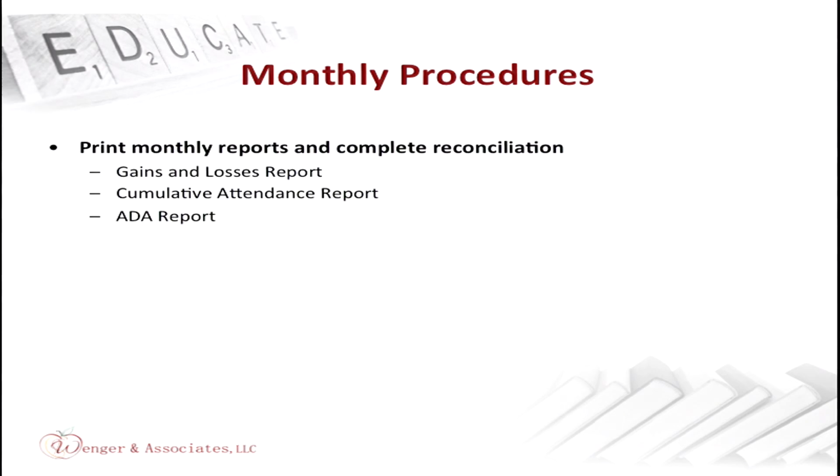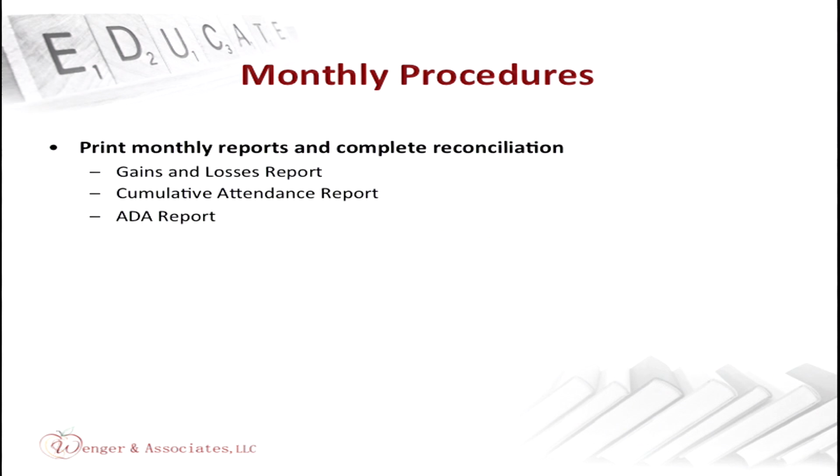Another one is to print your monthly reports. Basically, the first one you're going to do is your gains and losses report. And just look at the totals. Don't print it off. Look at your totals. This is your gains and losses report, and that's the same as your enrollment. So all you're doing is making sure the number of students in the system is what we have.